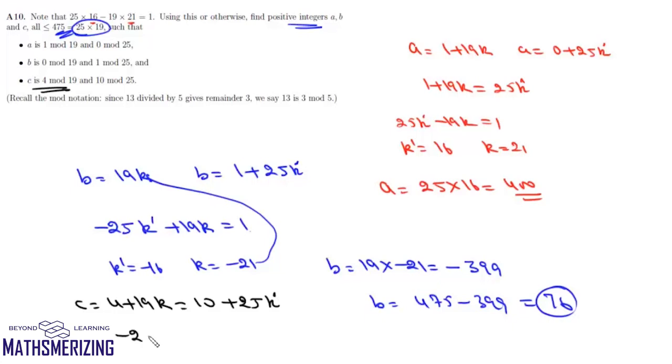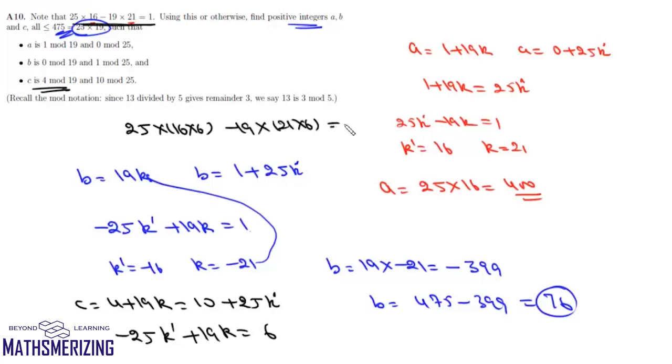So we can write minus 25k dash plus 19k, and this value will be equal to 6. Now what we'll do is, in this equation we'll multiply it by 6. So we can write 25 into 16 into 6 minus 19 into 21 into 6, and this value is equal to 6. Now we'll compare. We can write k dash as minus 16 into 6, and we can write k as minus 21 into 6. Now we'll take k as minus 21 into 6.